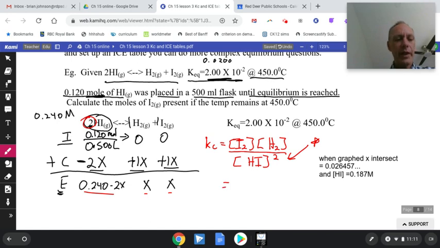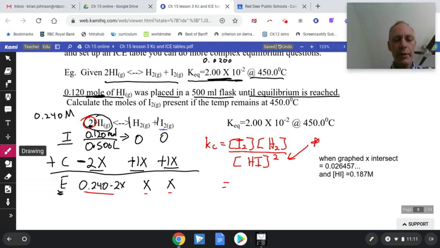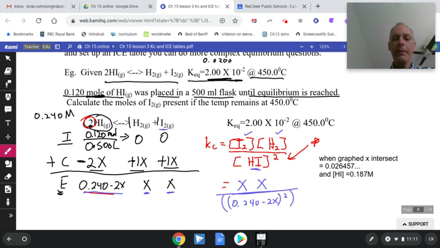So the concentration of iodine, switch colors here. Okay, so the equilibrium concentration of iodine is x. The equilibrium concentration of hydrogen is x. Okay, that takes care of those two. The equilibrium concentration of hydrogen iodide is this, 0.240 minus 2x. And this is the step students always forget. Square the bottom and then put the entire denominator in brackets.